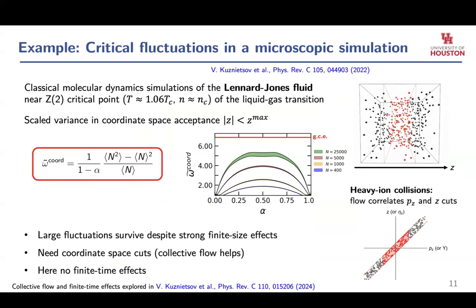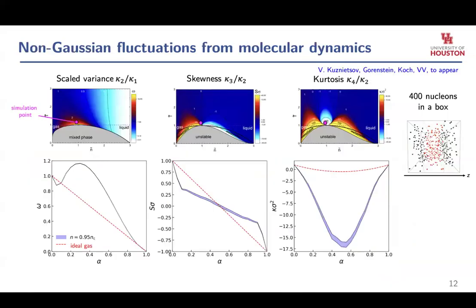You will see that as you increase the size of the system, you get this omega. Omega is the scaled variance with some correction for total number conservation. You can see that there is a large signal, as advertised, in principle, if you do everything in coordinate space. Furthermore, you can also look in the same setup at higher order cumulants, skewness and kurtosis. Here we take 400 nucleons in a box, because we only have 400, especially at low energies where there is no baryon-antibaryon production.